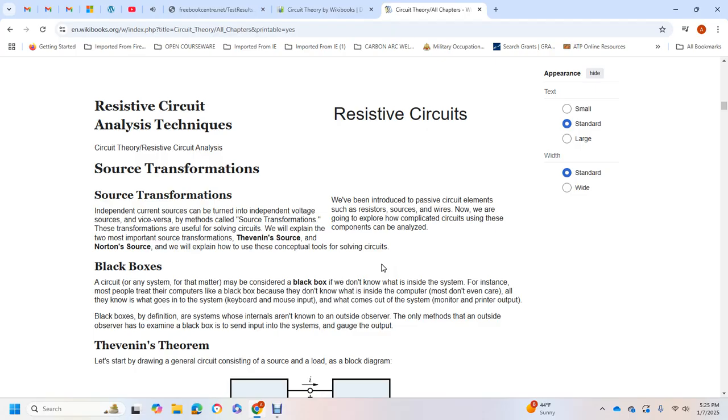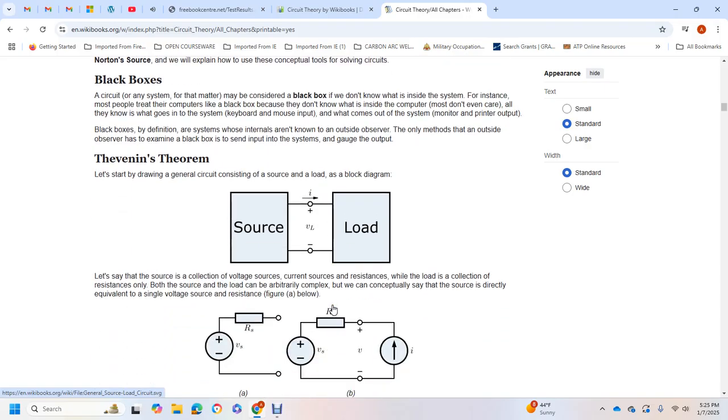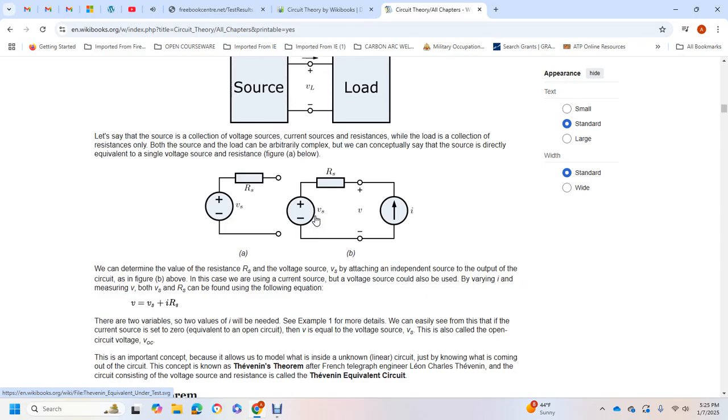By definition, the internals of a black box system are not known to the outside observer. The only method the outside observer has to examine the black box is to send input signals into the system and gauge the output. Thevenin's theorem. Let's start by drawing a general circuit with a source and a load in a block diagram. We have a source connected to the load. Let's say the source is a collection of voltage sources and resistances, and the load is a collection of resistances. Both the source and load can be arbitrarily complex. The source is directly equivalent to a single source and resistance, as in figure A below. We determine the values of the resistance and voltage source by attaching an independent source to the output of the circuit, as in figure B above.